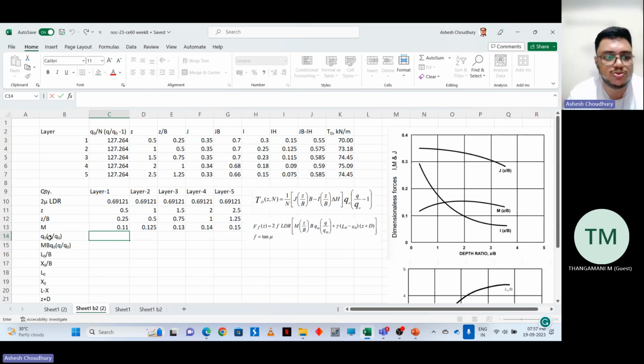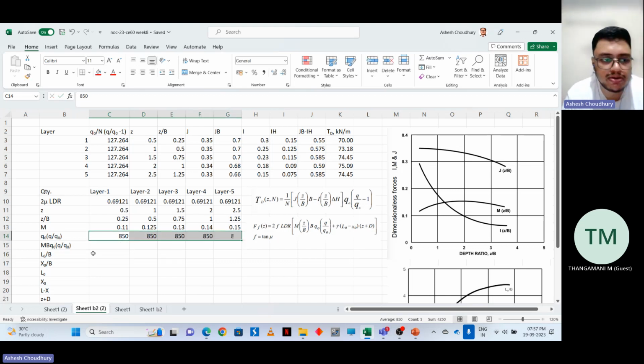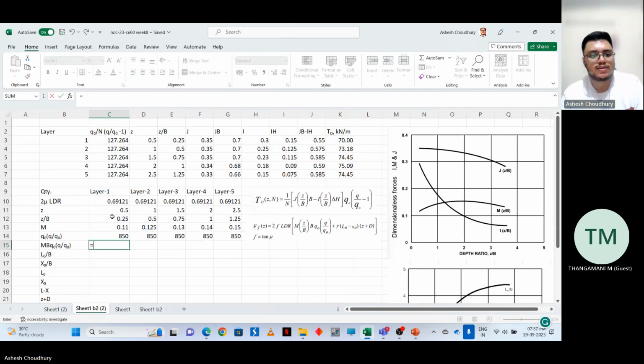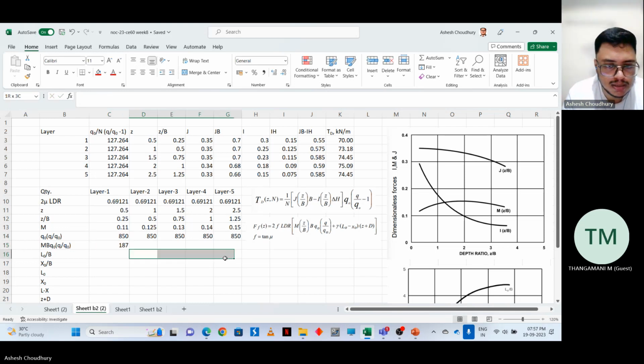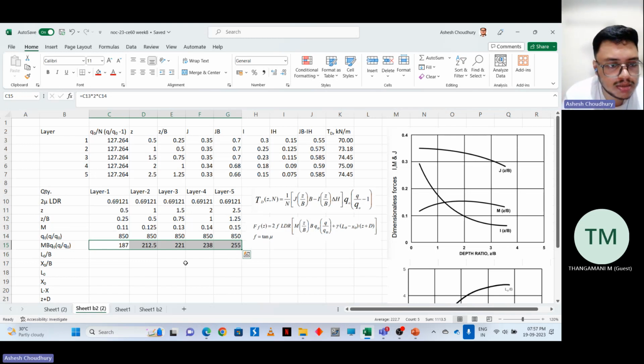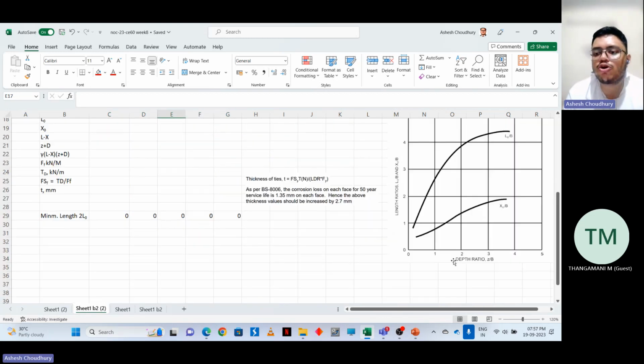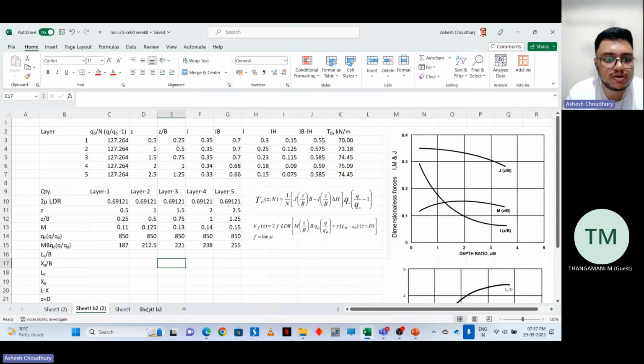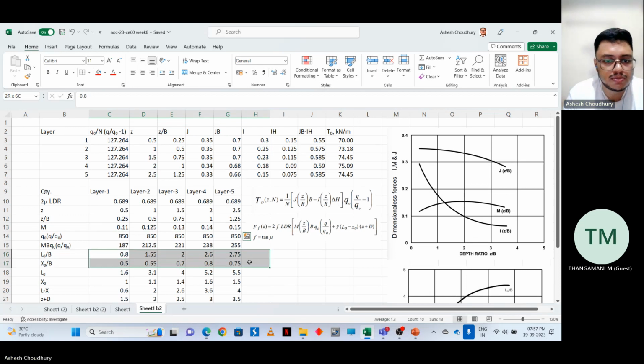We can take again this Q. Okay, Q not by Q, this will be Q. So 850. What is Q? Q is 850 now in our case. Now let us multiply M times B. These two times this. Done. Now L naught by B. Again for all new Z by B's, you need to get this L naught by B and X naught by B. I'll just copy the values from here.